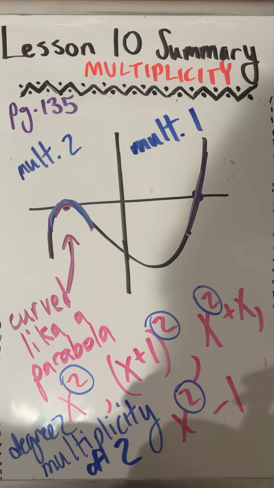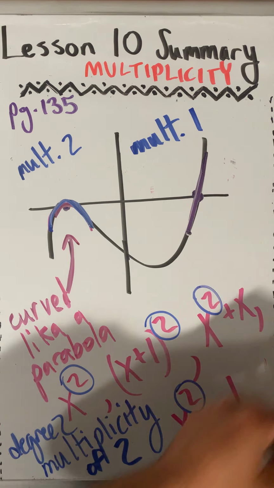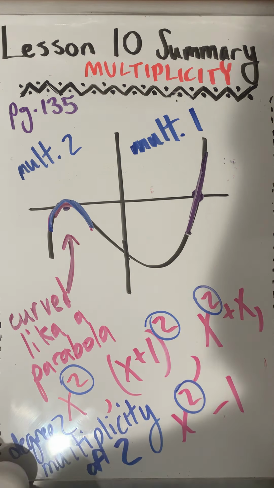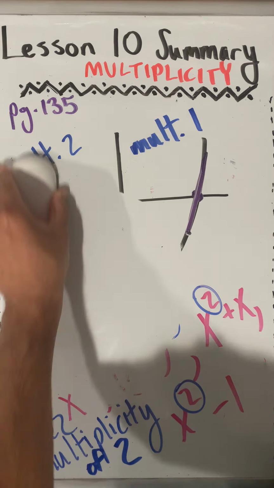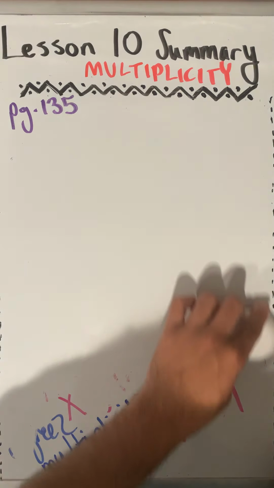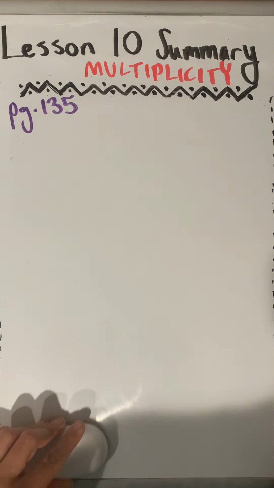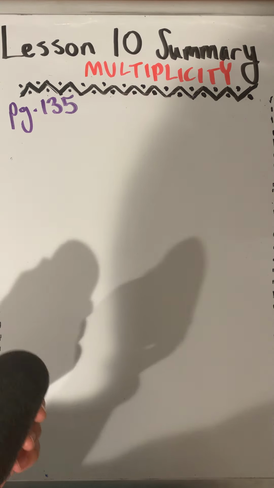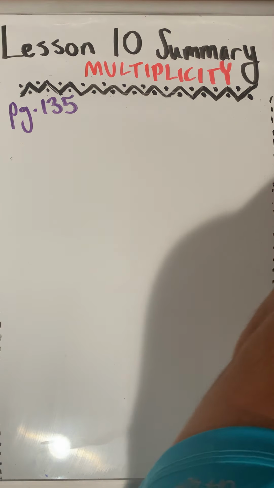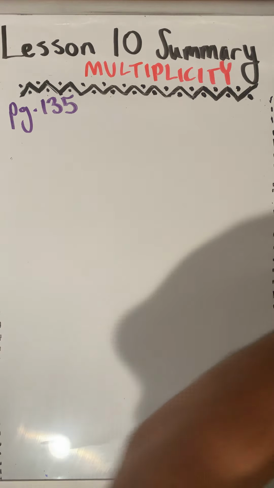Okay, so what would multiplicity of 3 look like? Well, if you recall, a degree 3 polynomial is called a cubic. And a cubic, you might have recalled me talking about the snake graph, because it looks like a snake.